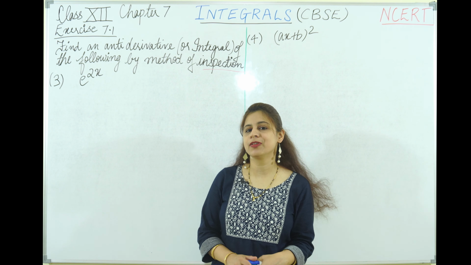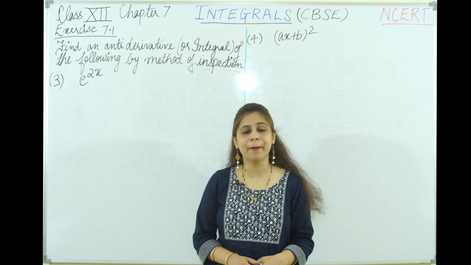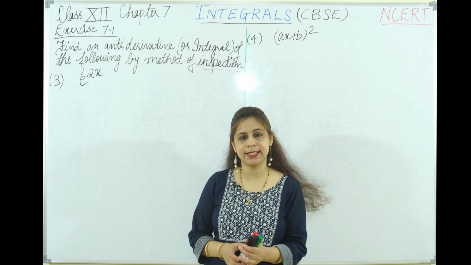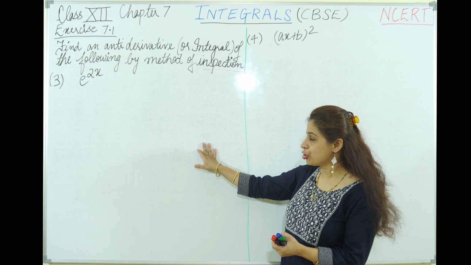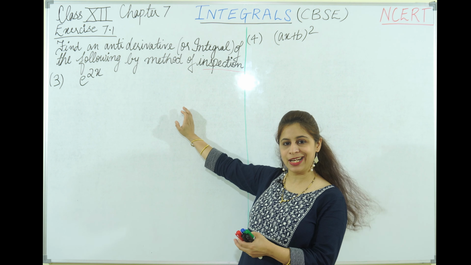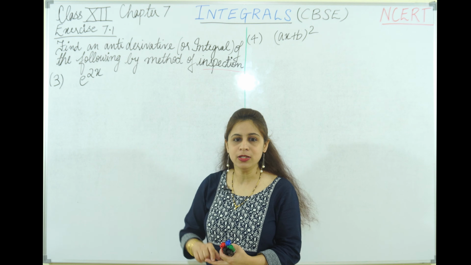So let us start with question number 3 and 4 of exercise 7.1 of chapter 7 Integrals for Class 12 CBSE and NCERT. Question number 3 is e to the power 2x. We need to find the antiderivative or the integral of the following by the method of inspection. So the same concepts we will be applying as we have applied in questions number 1 and 2.